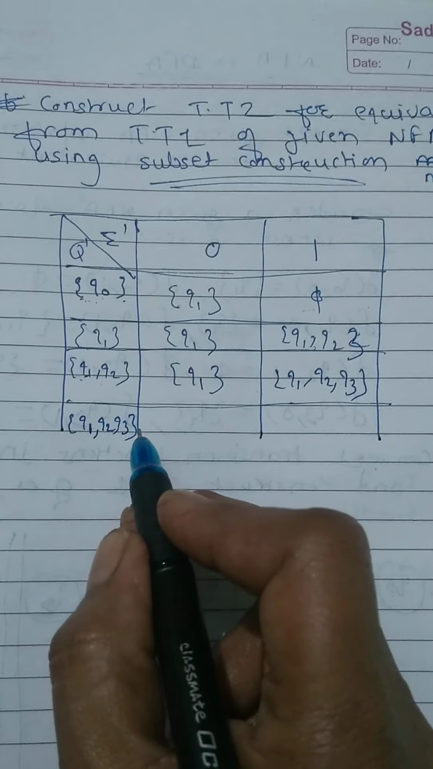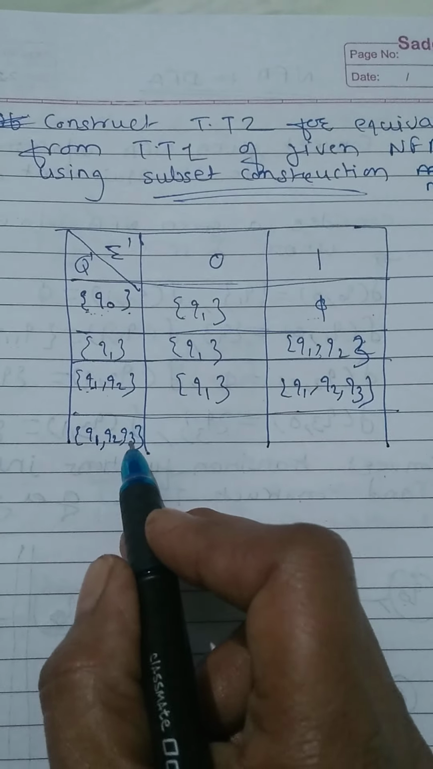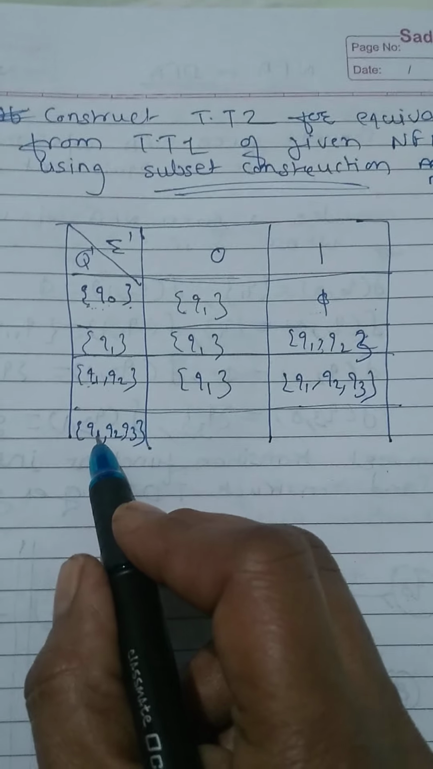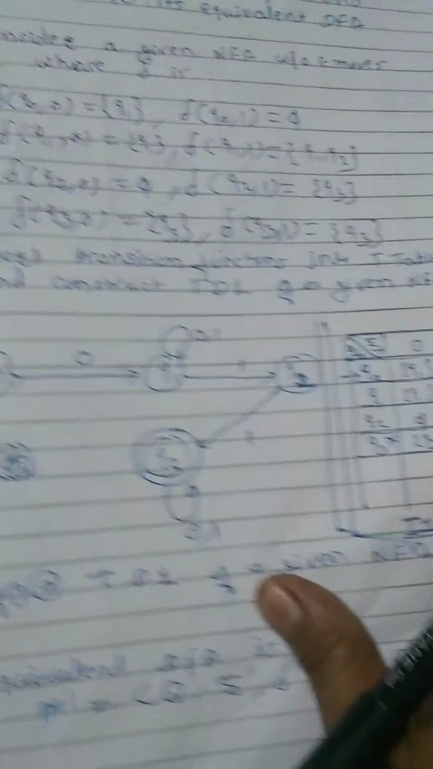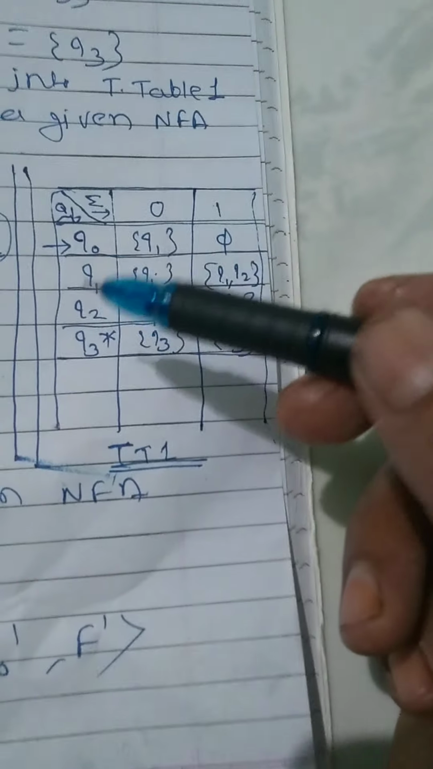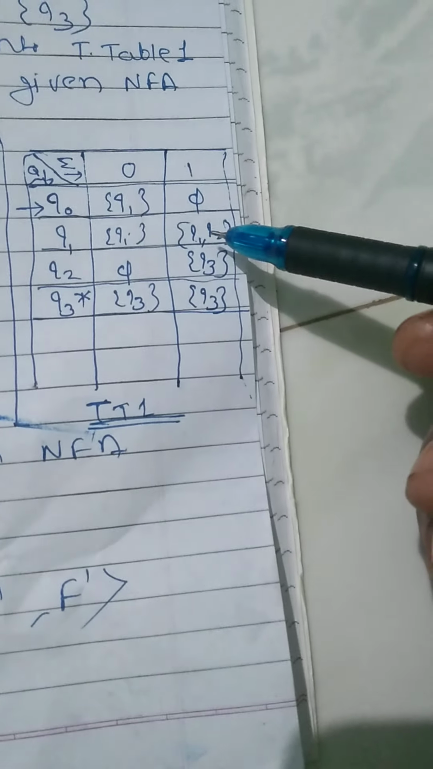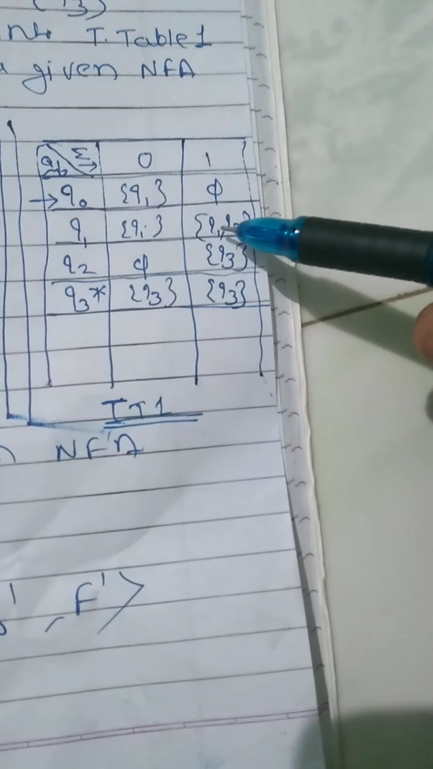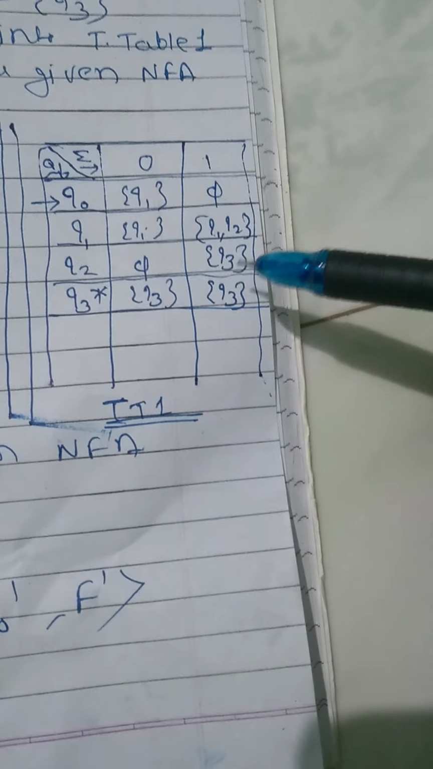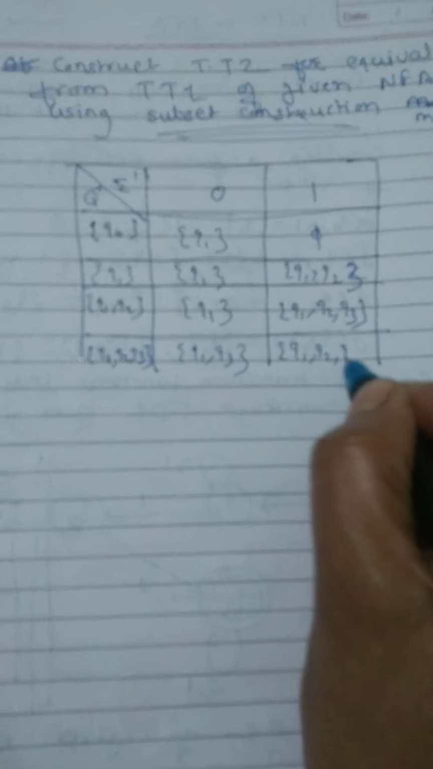In this set there are three states, Q1, Q2, Q3, so we need to consider the three rows from the previous table, the rows of Q1, Q2, Q3, and take their union. The union for 0 is Q1, Q3, and the union for 1 is Q1, Q2, Q3. So write Q1, Q3 here, and Q1, Q2, Q3.